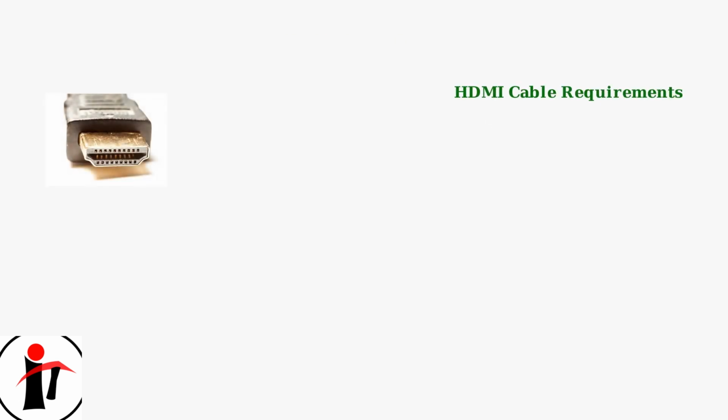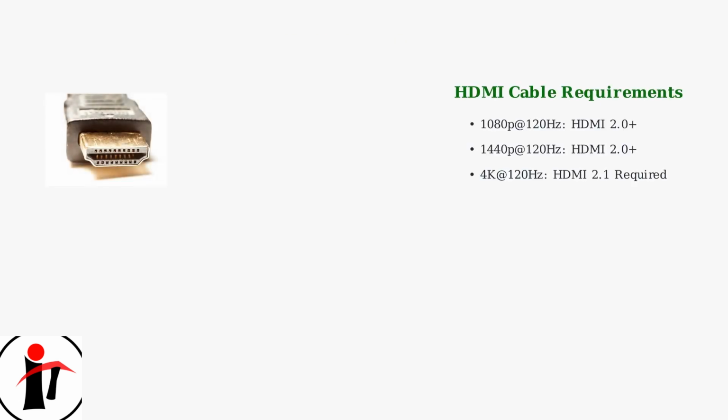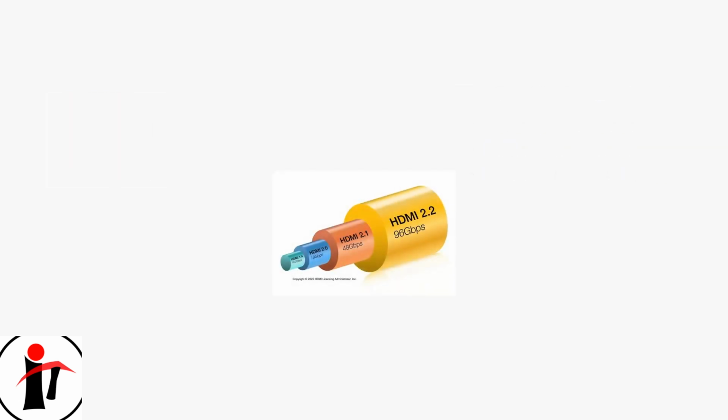The most common issue when setting up high refresh rates is HDMI cable compatibility. Your cable must support the required bandwidth for your desired resolution and refresh rate. Here's a visual comparison of HDMI bandwidth capabilities. Notice how HDMI 2.1 provides significantly more bandwidth, which is essential for 4K at 120 Hz gaming.